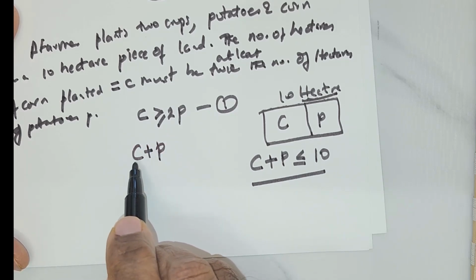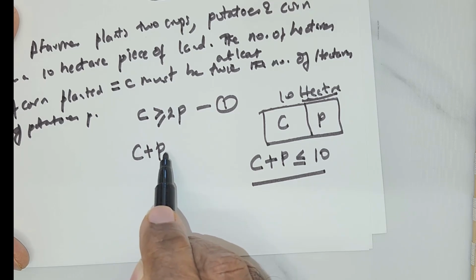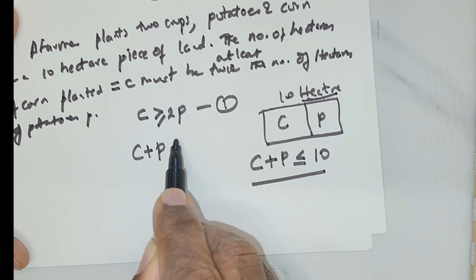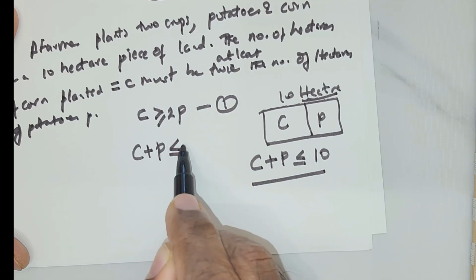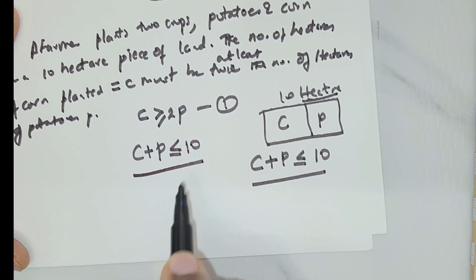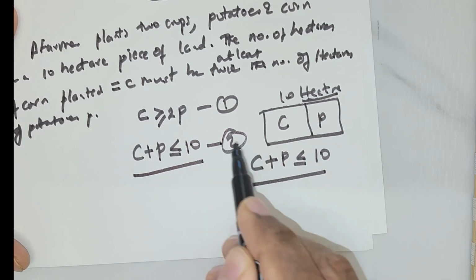The amount of crop of type C added with the crop type P should always be less than or equal to 10. Okay, so that is your second inequality.